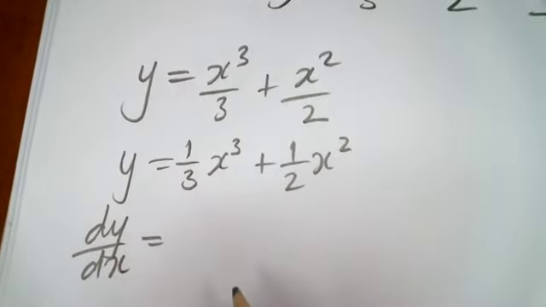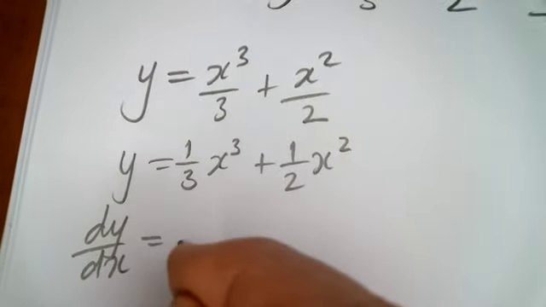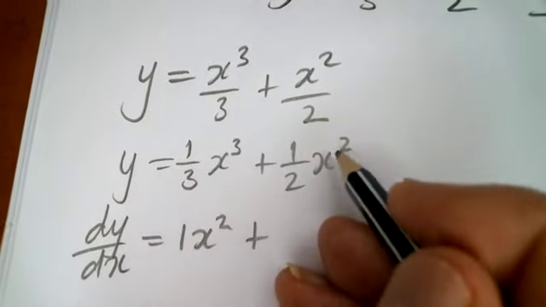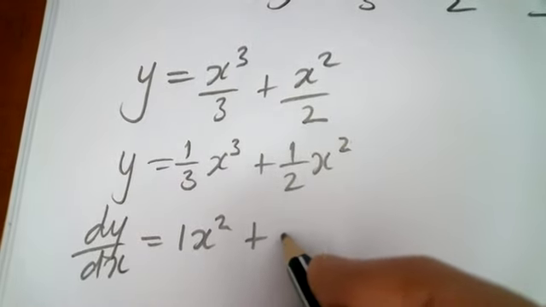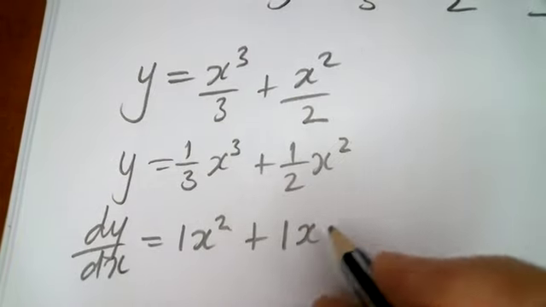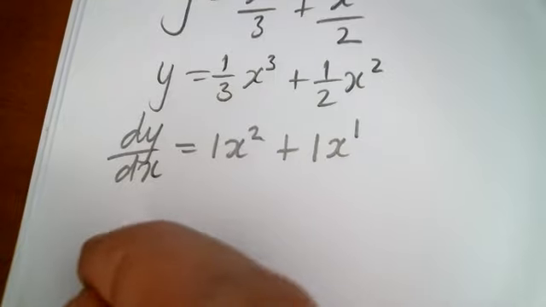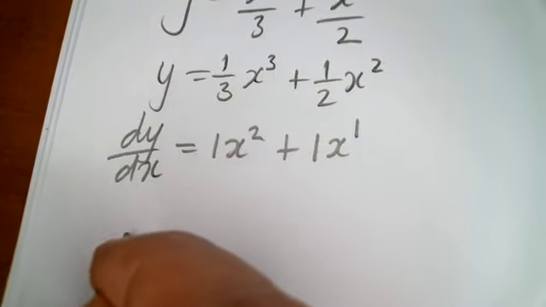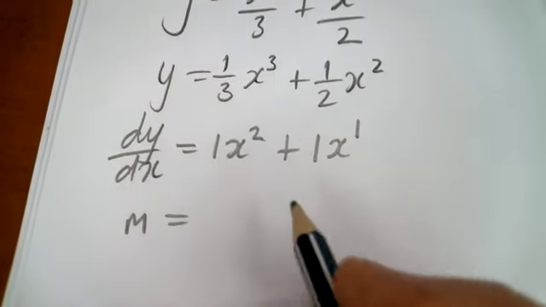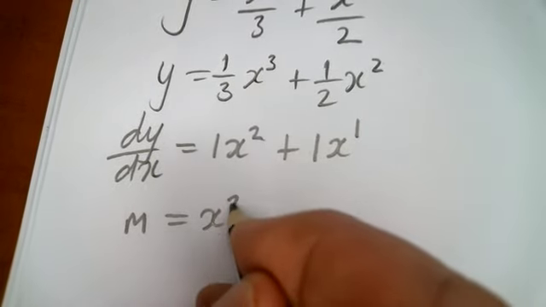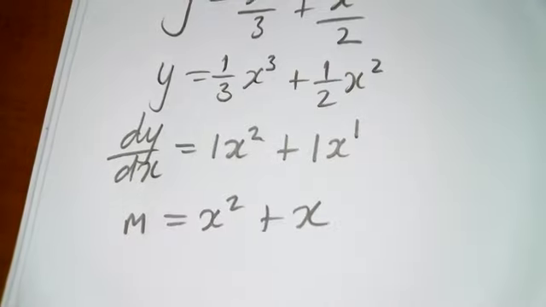So 3 times 1/3 is 1, so it's going to be 1x. We're going to reduce the power by 1, it's going to be 2, plus 2 times 1/2, which is 1, x, to the power of 1. So I'm going to rewrite that. The m value, I'll just put m here. M is equal to, and by the way, there's going to be multiple m values here, x squared plus x.